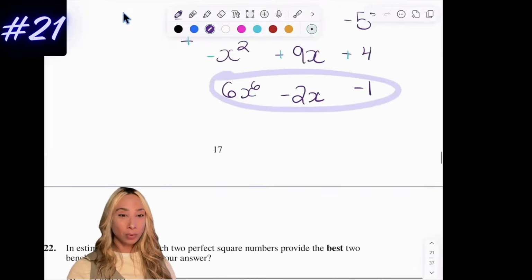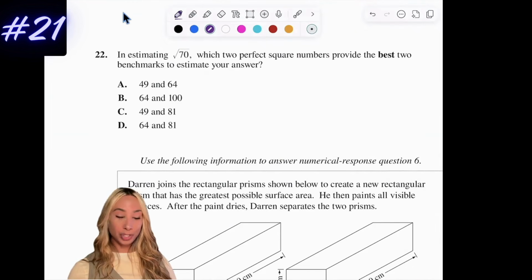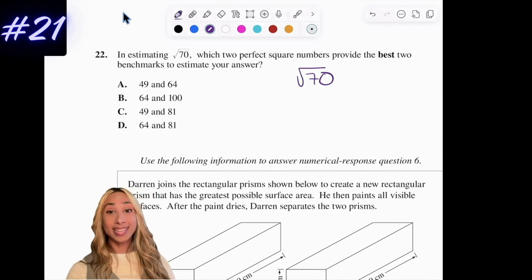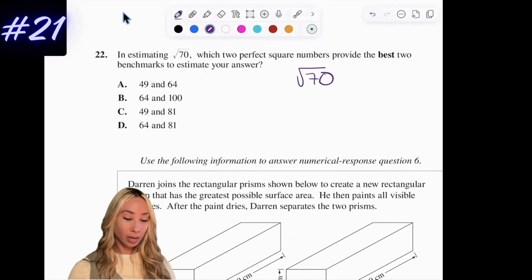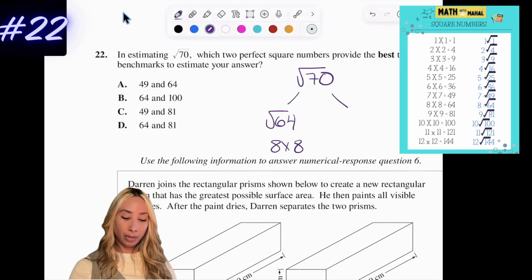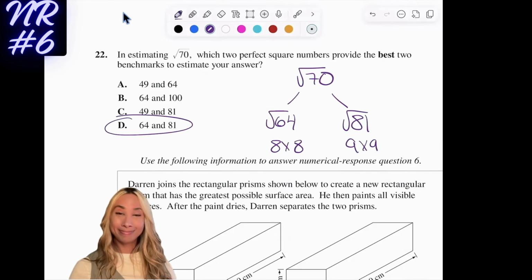All right, number 22. So in estimating the square root of 70, which two perfect square numbers provide the best two benchmarks to estimate your answer? Okay, well, we've got root 70. Really, what this is asking you is, do you remember your perfect squares? Well, what I do know is the square root of 64 is going to be before, and that's 8 times 8. Then the one above that would be 9 times 9, which is the square root of 81. So my answer for this would be D.